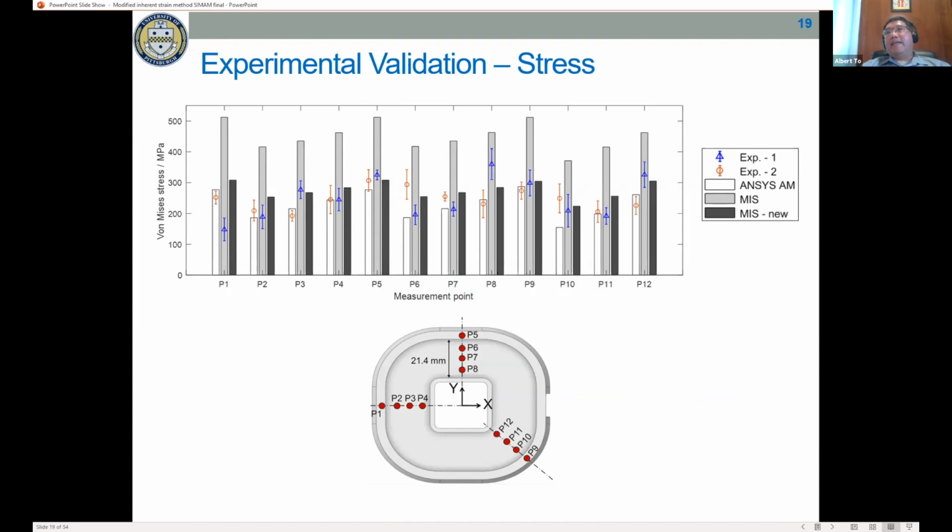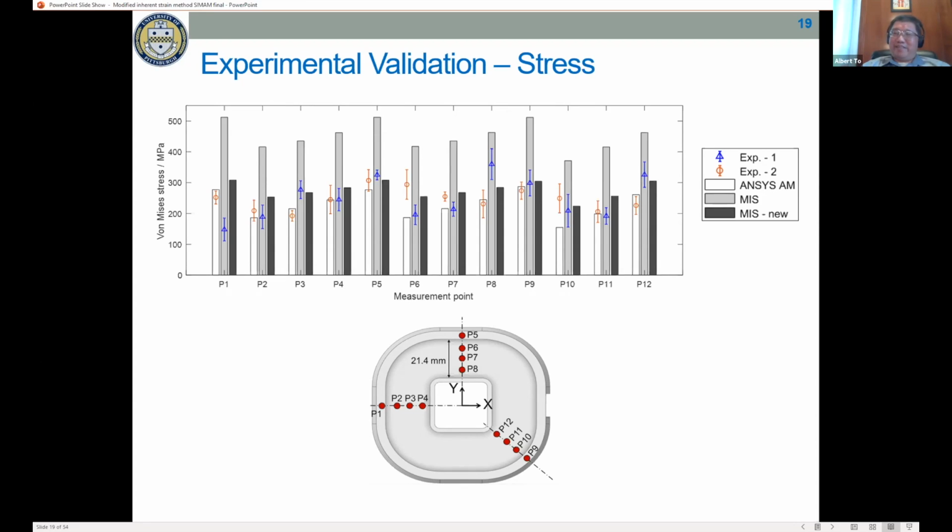We also did an XRD experiment on the canonical part that we built. We took it to a local company to do an X-ray diffraction experiment to measure the residual stresses on top, and then we compared the old procedure for implementing the inherent strain method to the new procedure. You see that the result compared to experiment is a lot better. We built 2 of these parts, which is why you see experiment 1 and experiment 2.